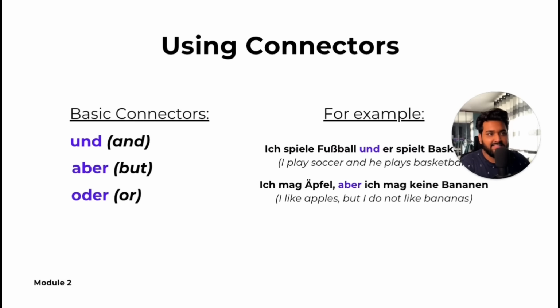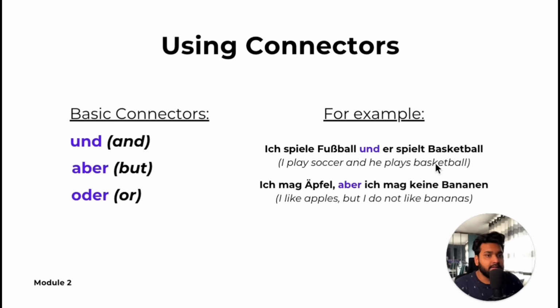Okay, let's learn some connectors. So, basic connectors. There are tons of connectors, but you don't have to learn so many. You can just learn the basics, these three: und, aber, and oder. Und is the German word for and. Aber is the German word for but. Oder is the German word for or.